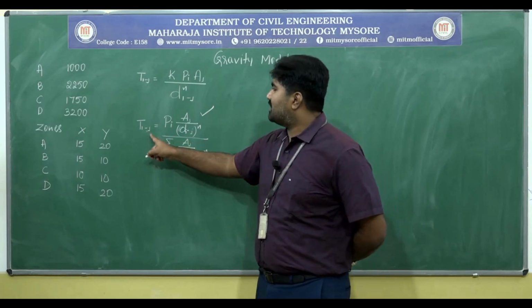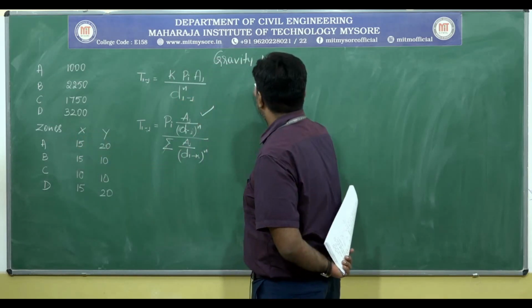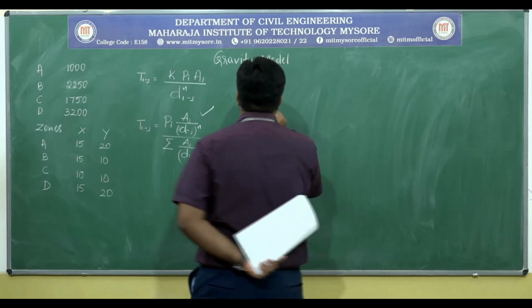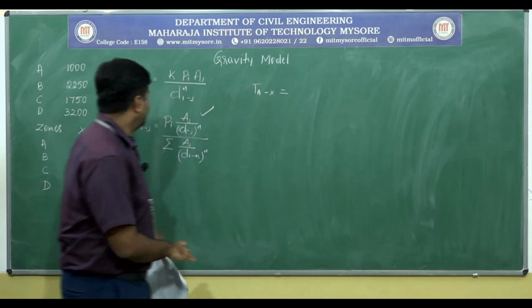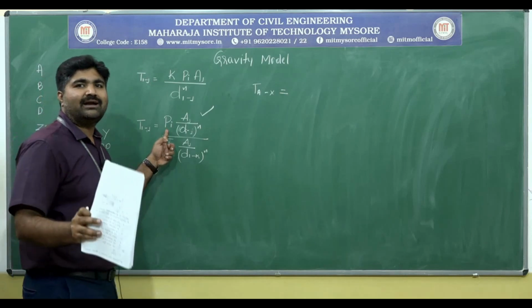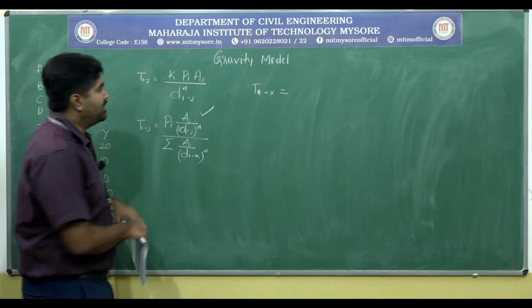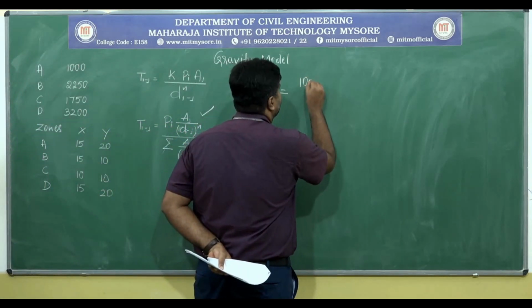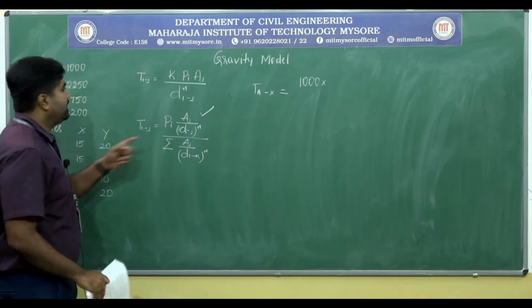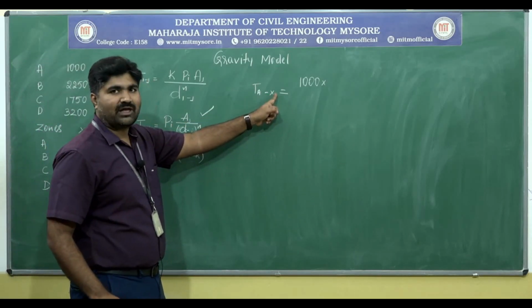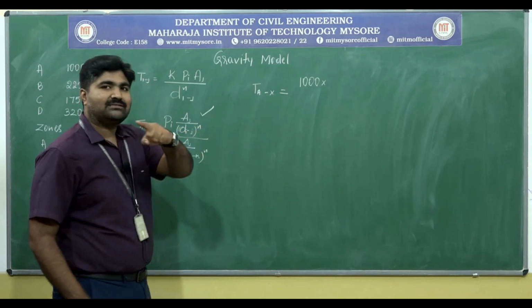First, T I to J means T A to X. T A to X is equal to P I, that is the trips generated in zone A, that value is 1000, into the trips attracted from zone I to J, that is to industrial estate X. We know how many trips are attracted to industrial estate X, that is given in the question, that is 3700.